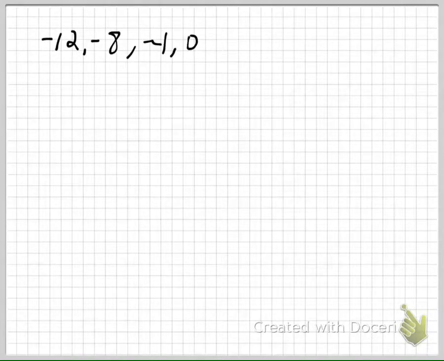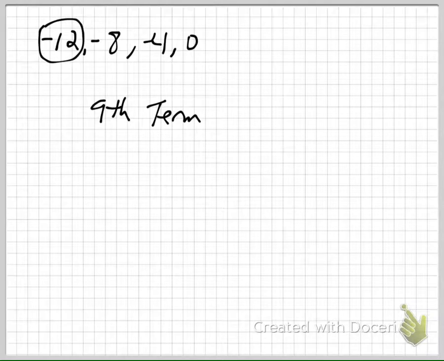So here's what happens. Sometimes they'll say this. Let's do an easy one. Negative 12, negative 8, negative 4, 0. And they're going to tell you to find the 9th term, okay? Look here. This is important that you see this. This is the first term. Here's the second. Here's the third. Here's the fourth. You need to find the 9th term.